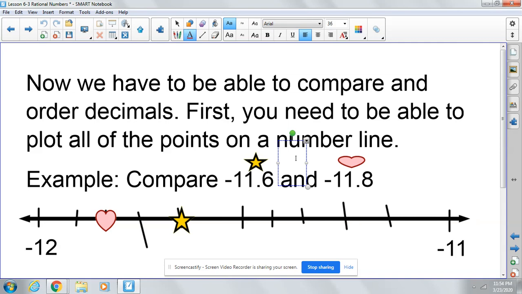Okay, negative 11.6 is the star. The star is farther on the right. The heart is on the left of the number line. Whichever number is on the right is the larger number. So the star, since it's on the right of the heart, the star is greater than the heart, negative 11.8.